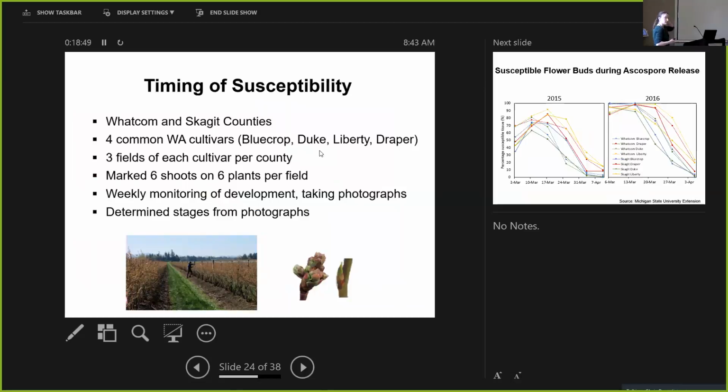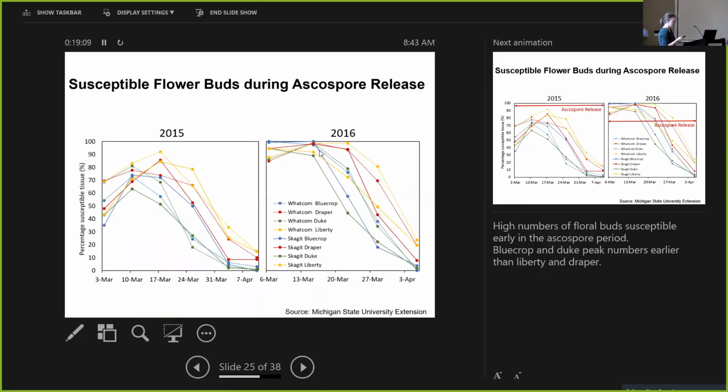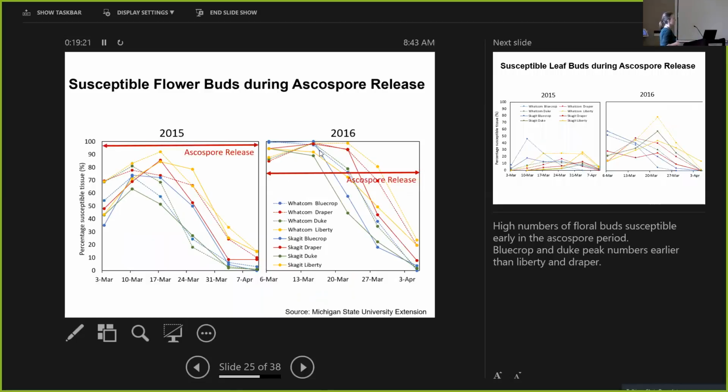So in Waukesha County, I monitored Blue Crop, Duke, Liberty, and Draper in 3 fields for each cultivar per county. I took photos of the shoots every week and determined the stages from photographs. And here you just see the results of this experiment. So these are the graphs representing the amount of susceptible floral buds out of the total floral buds measured. And the period of this graph presented is the Ascospore release period.